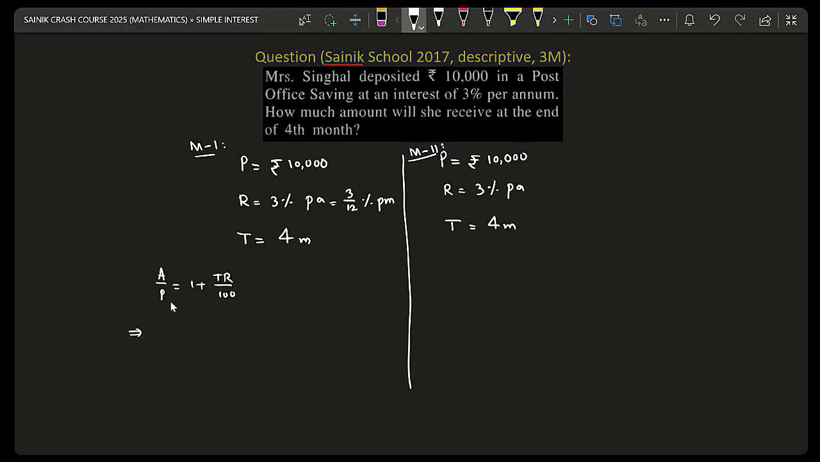I want to transpose principal to the right, so I get amount equals principal, how much? Sir, principal is 10,000. Yes. 1 plus. What is the time period here in method number 1? Sir, 4 months. And rate of interest? Sir, 3 by 12, divided by 100. Now this will give you the amount, right? Now start simplifying.